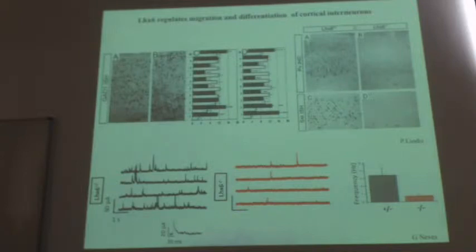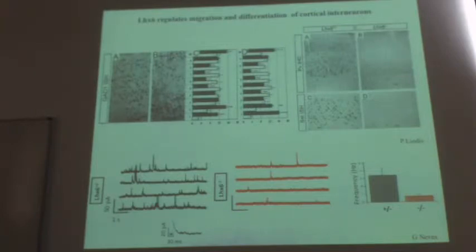Hello. My question is, do they differentiate if they don't migrate? The post-mitotic cells, do they differentiate where they are, or do they need to migrate in order to differentiate? No, they need to migrate in order to differentiate, and they have to be in the environment of the postnatal brain. And I'm going to focus on this in the rest of the talk.